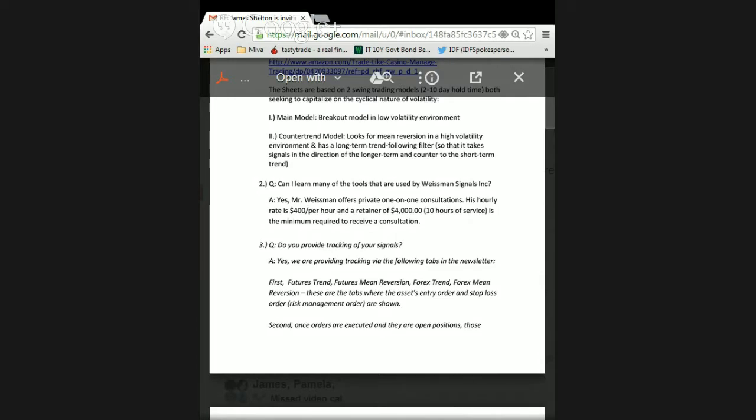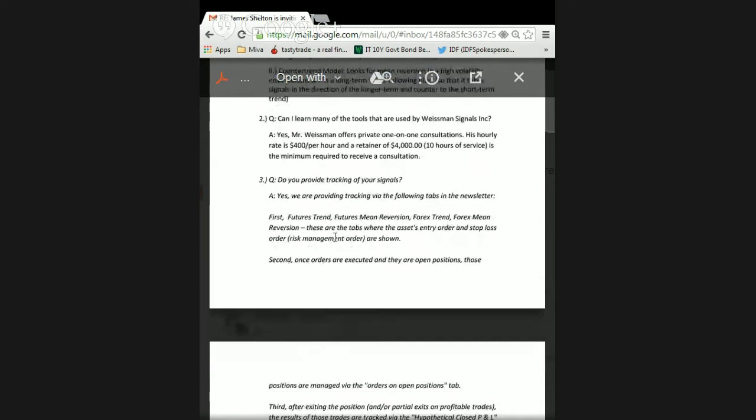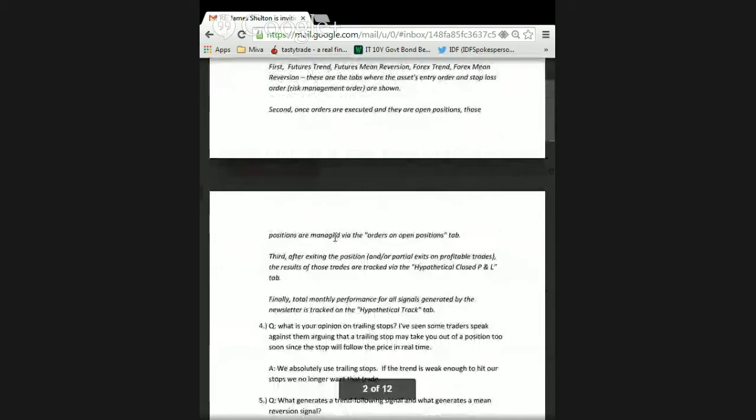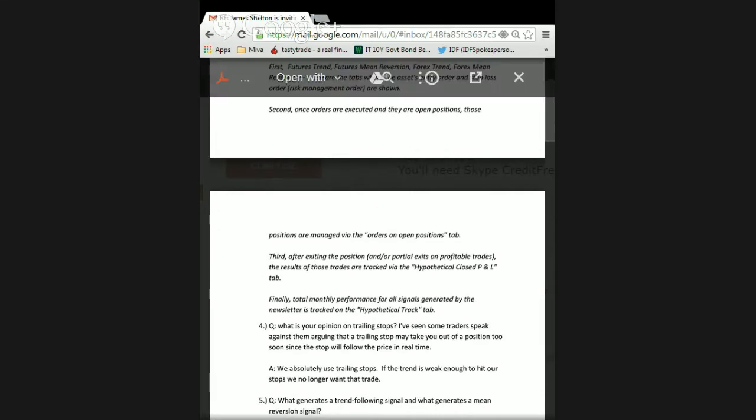Excellent. Moving on to another question that is common. What is your opinion on trailing stops? I've seen some traders speak against them, arguing that a trailing stop may take you out of position too soon, since the stop will follow the price in real time.